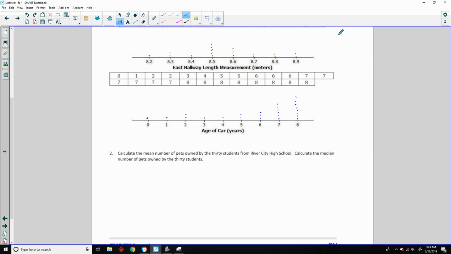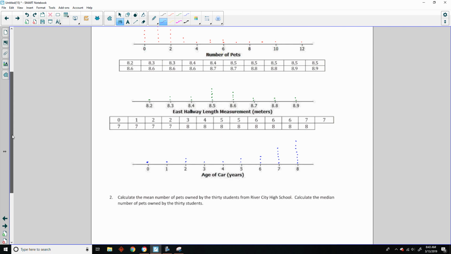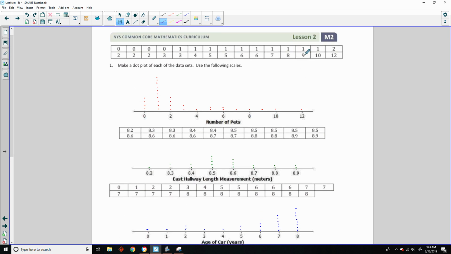Now number 2 says, calculate the mean number of pets owned by the 30 students from River City High School. Calculate the median number of pets owned by them. So we want the mean and the median of this data set right here. Let's do the median first.